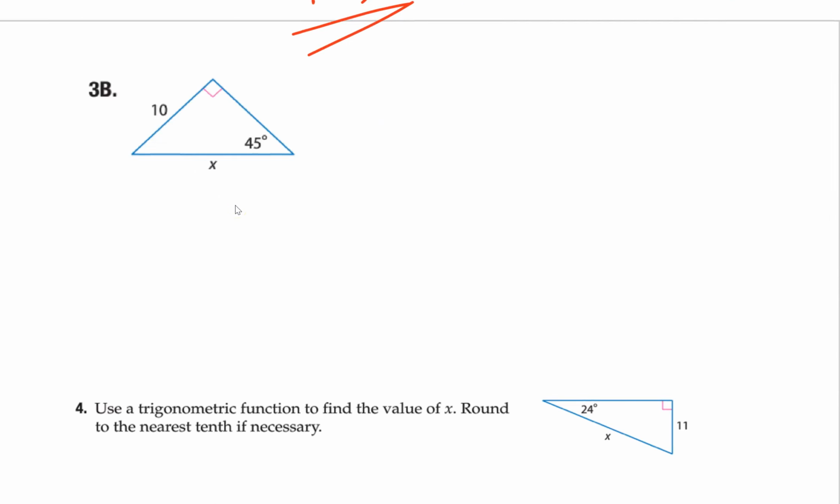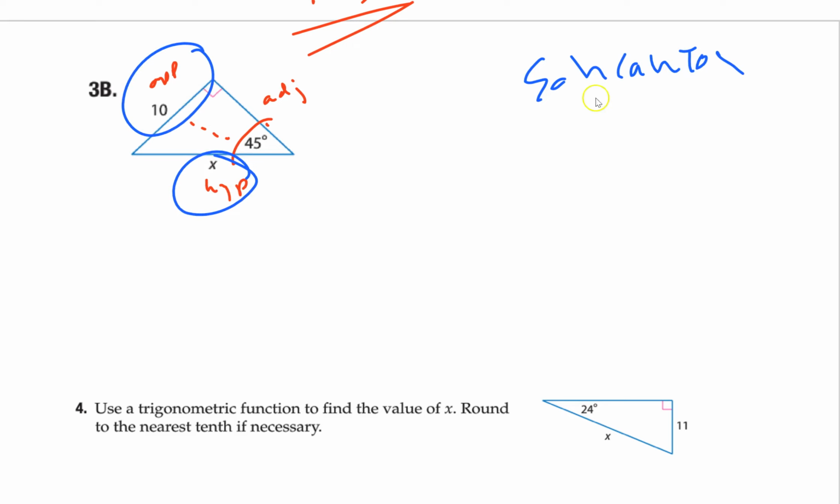So we're going to do the same thing here. Right? So let's label our sides. Here's opposite. Here's hypotenuse. Here's adjacent. So try to think SOHCAHTOA. Which one do I need to use? And if you look, we're looking for hypotenuse and we have opposite. So OH, sine, my favorite.